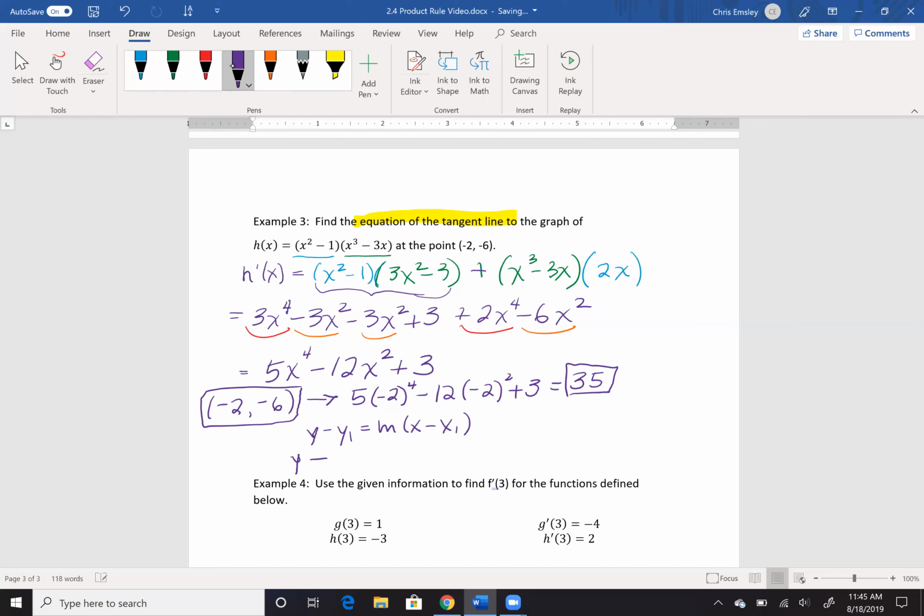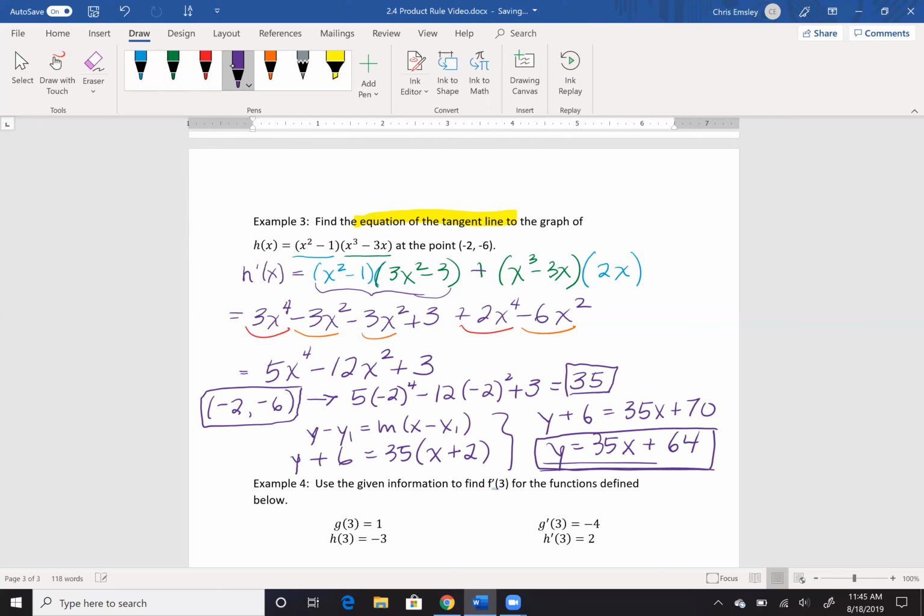So y minus a negative 6 equals 35 times x minus a negative 2. Go ahead and distribute that 35. Subtract 6 from both sides. And there is the equation of our tangent line.